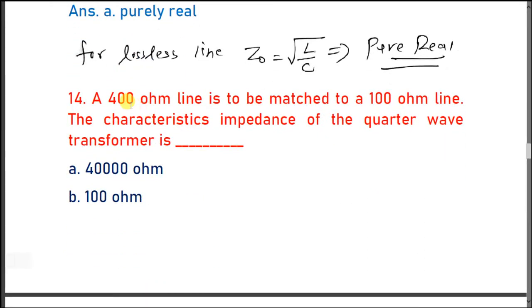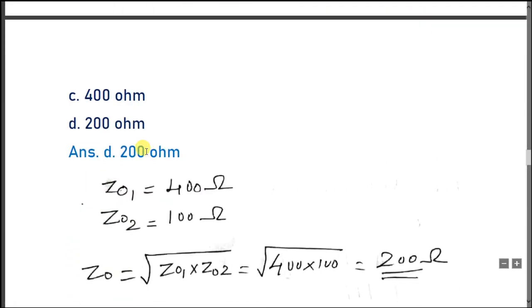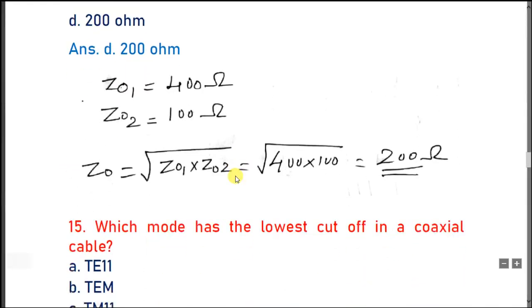Next, a 400 ohm transmission line is to be matched with a 100 ohm line. So we need the characteristic impedance of the quarter wave transformer. For a quarter wave transformer, if ZL and ZS both are given and you are required to find the characteristic impedance ZO, then the equation is ZO is equal to square root of ZO1 multiplied by ZO2. ZO1 is given as 400 ohm and ZO2 is given as 100 ohm. If you put both values in this equation, you will get 200 ohm as the answer. So the answer is D. Okay, it is a straightforward equation, but you just have to put the values in it.